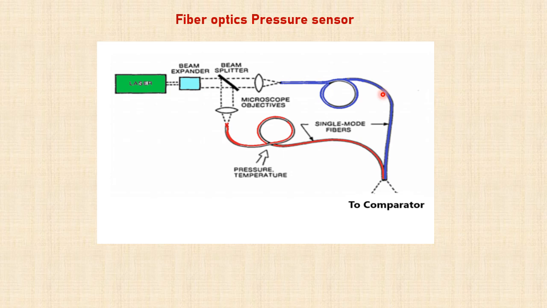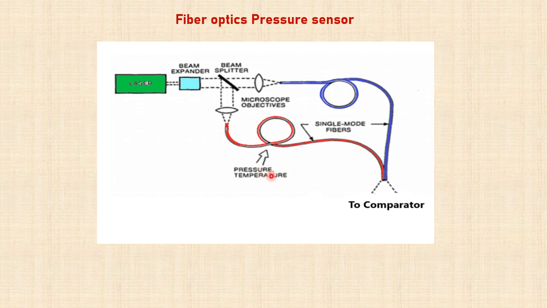The light coming from these two cables is finally fed into a comparator. A comparator compares the two light rays. We may catch the interference pattern and analyze the output. So finally, we are able to distinguish the change caused due to the pressure applied or any other temperature changes caused in this cable.